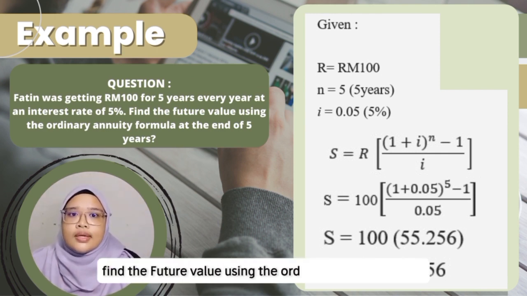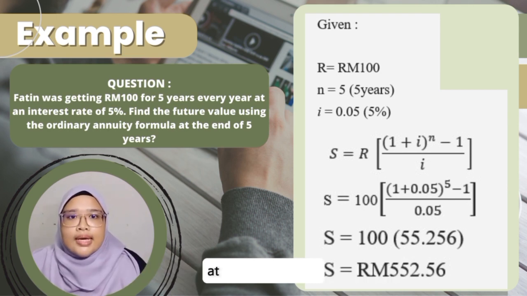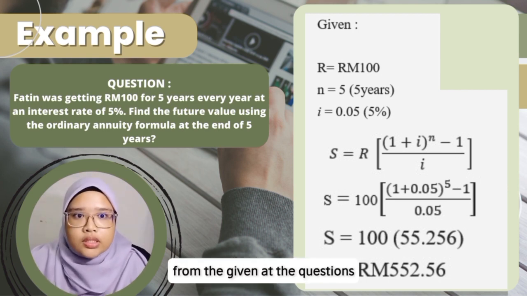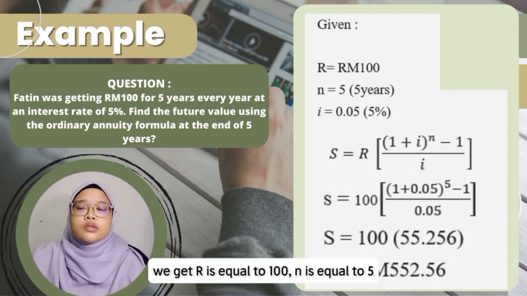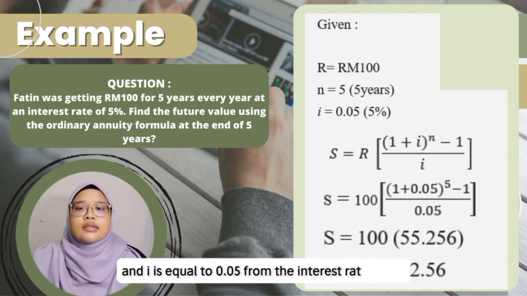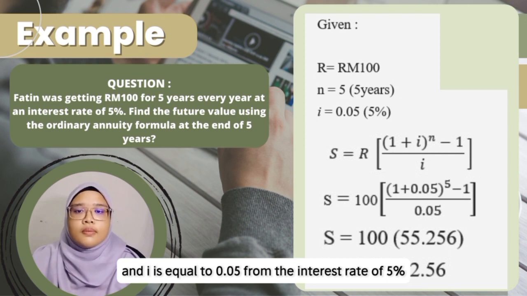Next example. The question is, Fatin was getting RM100 for 5 years every year at an interest rate of 5%. Find the future value using the ordinary annuity formula at the end of 5 years. From the question, R is equal to 100, n is equal to 5, and i is equal to 0.05 from the interest rate of 5%.